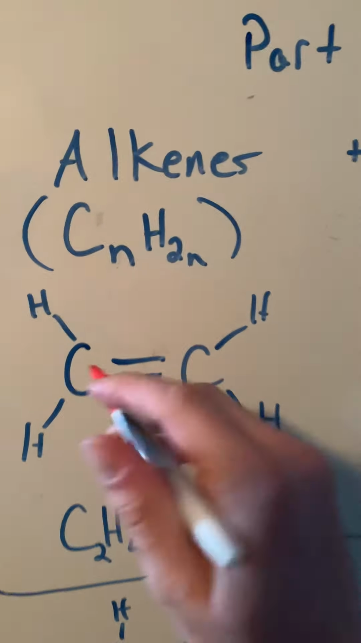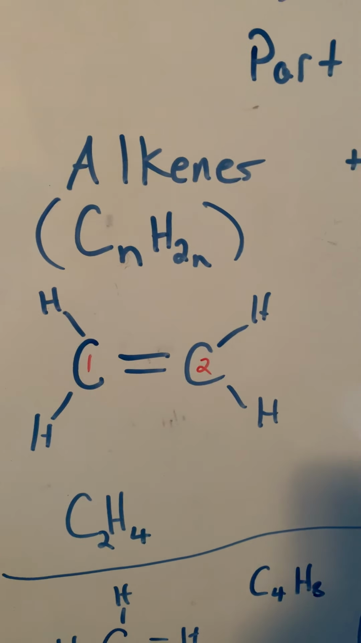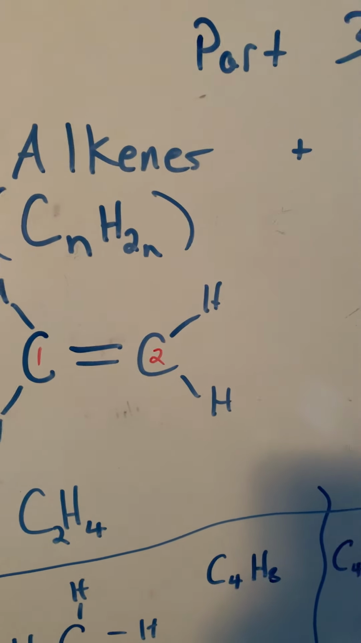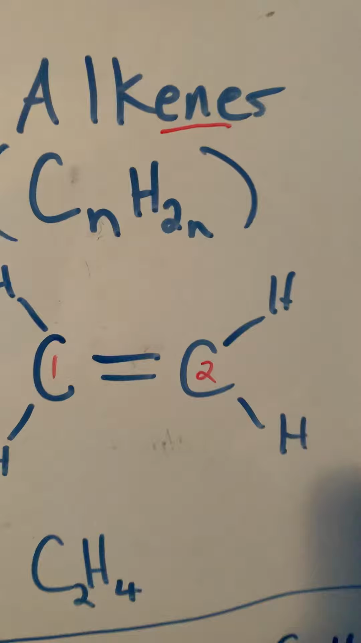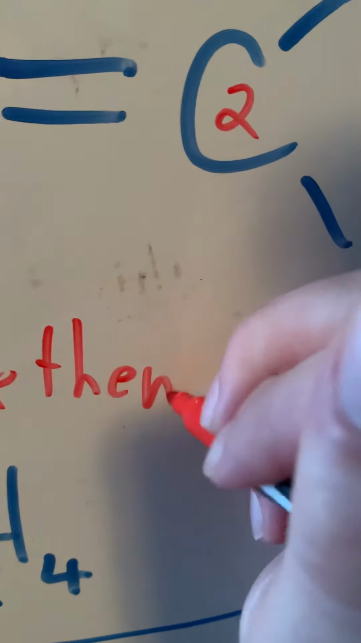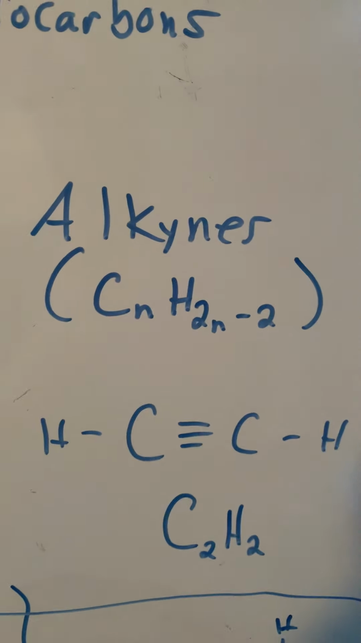Okay, I count my carbons, 1, 2. So I know that means I'm using the eth prefix. Okay, but instead of ane, I'm going with ene. So this is simply ethene.